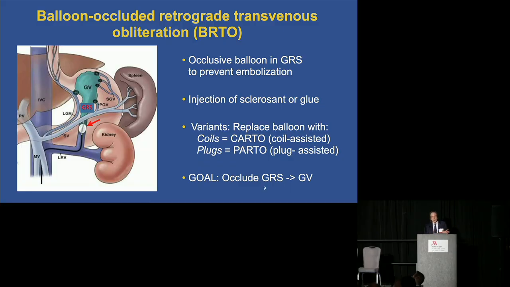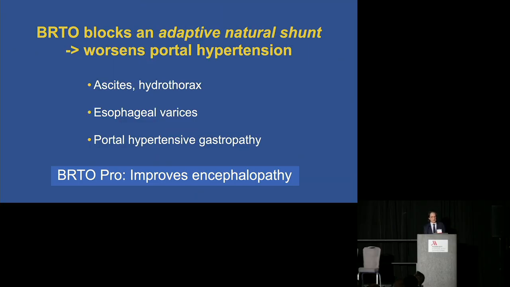So just to remind you what BRTO is, I think you know this, a balloon is placed in the gastrorenal shunt, inflated to prevent the flow of the sclerosant or the glue into the systemic circulation, and there are variants of this, CARTO with coils, PARTO with plugs, but the goal is to occlude the gastrorenal shunt and have that extend into the gastric varices.